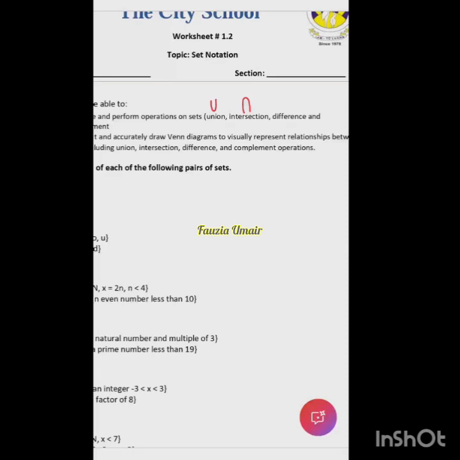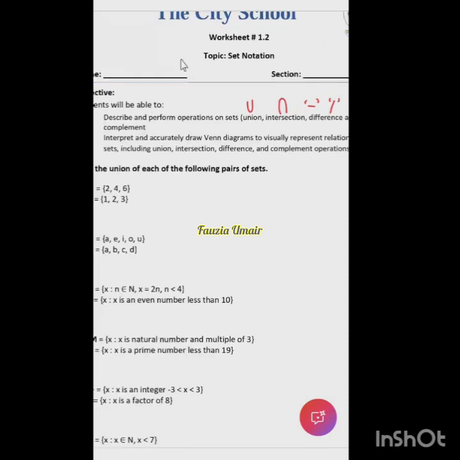And lastly, the last operation is called complement, as you can see on your screen. So complement is basically either you can write it like this. For example, if you want to write down a complement, you can use a hyphen like this, or you can write it sometimes with a C on the top. So these 2 symbols are representing the complement of a set, right?